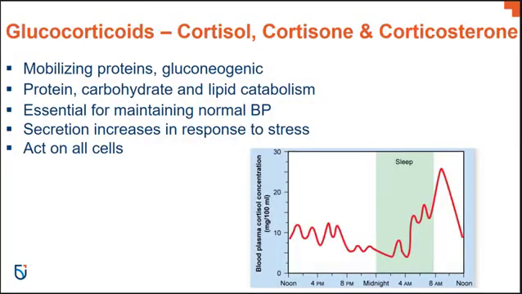Next, from the zona fasciculata, we have glucocorticoids, namely cortisol, cortisone, and corticosterone. The primary glucocorticoid in terms of abundance, activity, and potency is cortisol. Cortisol is commonly referred to as the stress hormone, and we'll come back to this. Glucocorticoids are mobilizing proteins that can be used as an energy source, and therefore they're also said to be gluconeogenic. Gluconeogenic means producing new glucose or new sources of glucose. And this is primarily done from the catabolism of protein, but also carbohydrates and lipids.